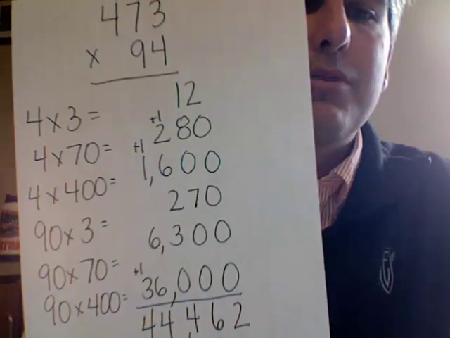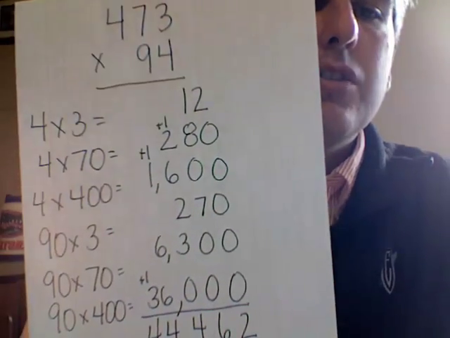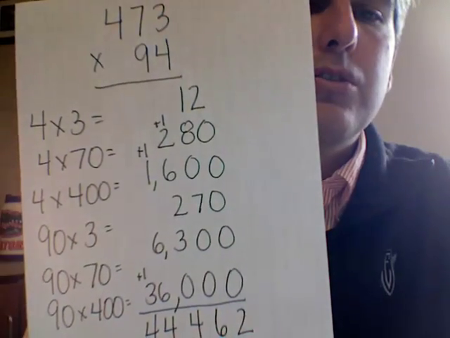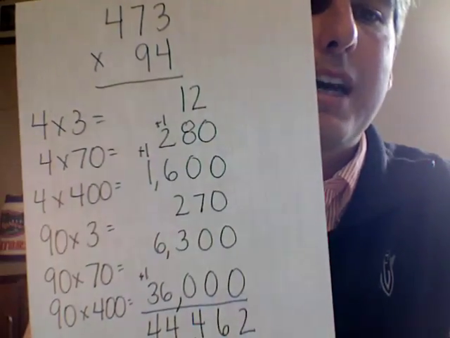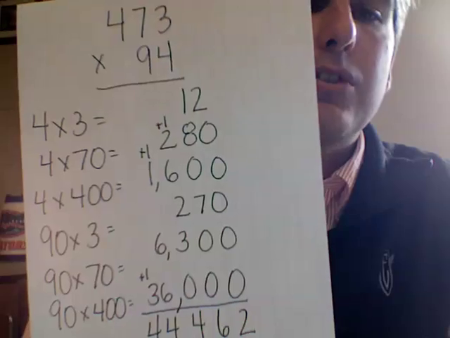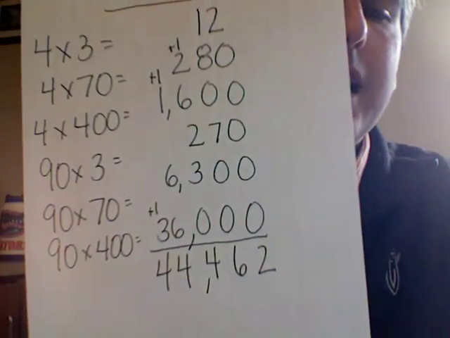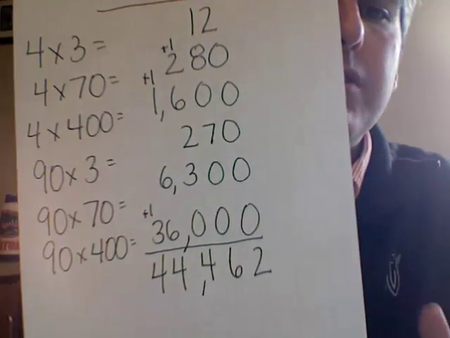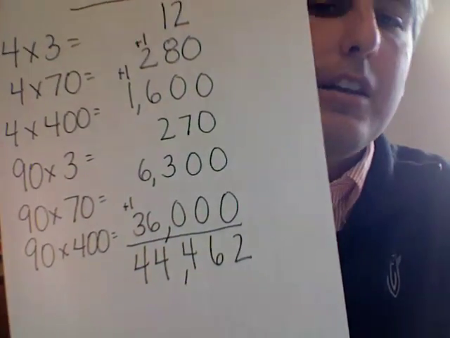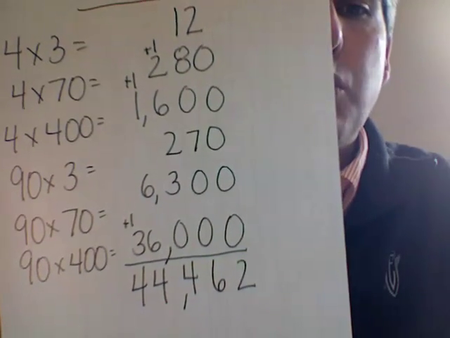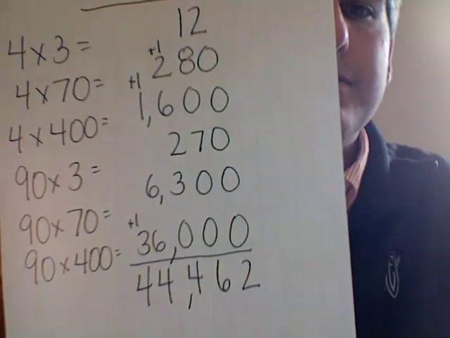We move on to 90 times 70. 90 times 70, you have 2 zeros in your multiplication problem. Place those 2 zeros in the ones and the tens place, then multiply 9 times 7, you get 63 for an answer of 6,300. And finally, we take 90 times 400, which has 3 zeros. We place those in the ones, the tens, and the hundreds place, and then we multiply our basic fact 4 times 9, which is 36.